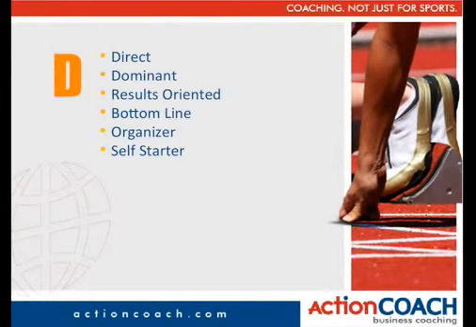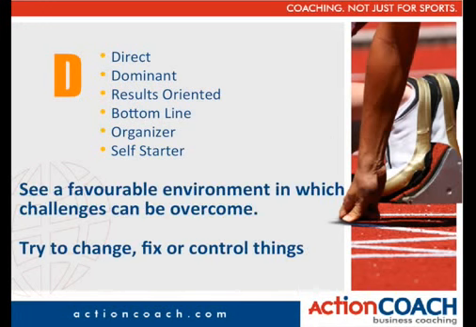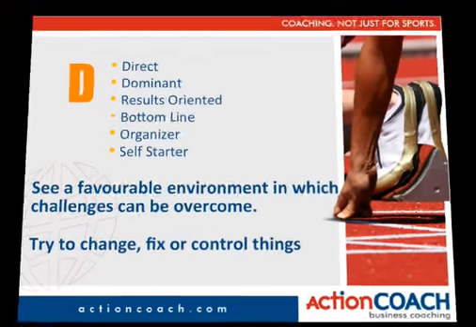So first of all, our Ds. These are our direct, dominant, results-oriented, bottom-line organisers, self-starters. These are the types of people who you might more often than not find running big companies. They like to get straight to the point. A favourable environment for them is one in which challenges can be overcome. They'll say things like, "I like a good challenge," or "We can overcome this." Those sorts of things they'll use in their language. And they try to fix, change, or control things. So that's our Ds, very important.